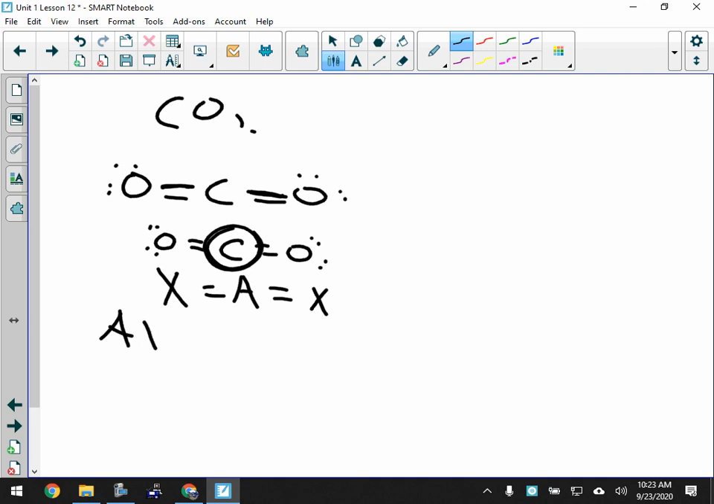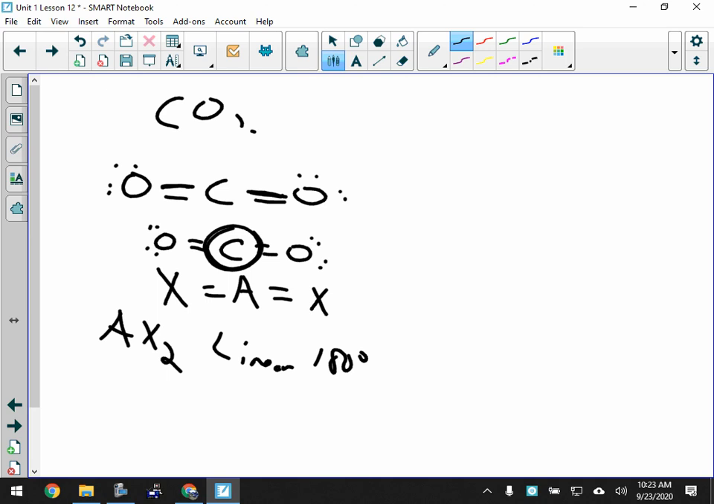And once you know it's AX2, this is kind of the steps you're going to go through for homework today. You'd be like, oh, okay, this is AX2. And then you just write down the other stuff that goes with it. Well, that's linear. It's a 180-degree bond angle, okay? Yeah, and that's all we're going to do for today, I guess. Okay, good.